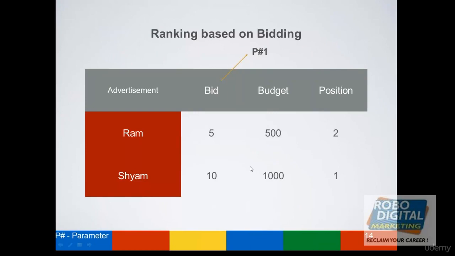Who will get the first position? There are two people. One is person A, Ram. Another person is Mr. Sham. Ram is bidding 5 rupees. Sham is bidding 10 rupees on the same keyword. Who will be getting the first position? Sham, because his bid is higher. Budget is not important. Whatever your budget is, it is not important, but the bid should be higher.